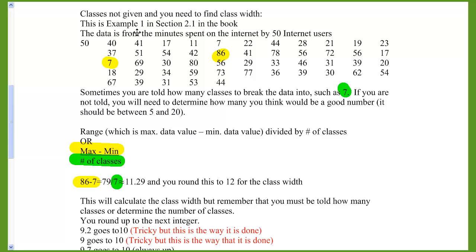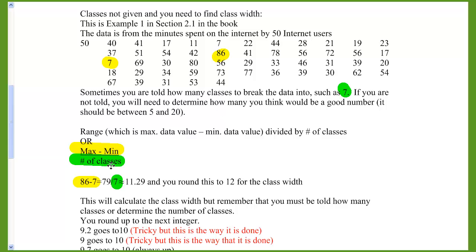This example is example 1 in section 2.1 in your textbook. The data is minutes spent on the internet by 50 internet users, and I've listed the 50 internet users. You're told that you want 7 classes. Sometimes you're not told how many classes you want, but this textbook is pretty good about telling you that. You never have fewer than 5 classes and you never have more than 20. In this example you're told that you want 7 classes.